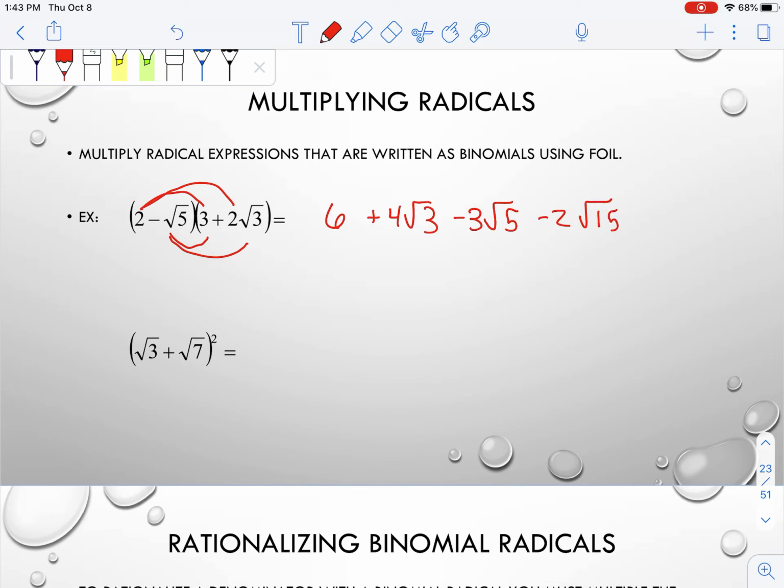As we look at this, I can't simplify anything else because there are no perfect squares hiding within a 3, a 5, or a 15. We don't have any like terms. So this is actually going to be our final answer.